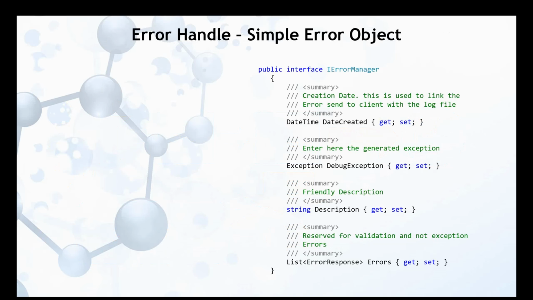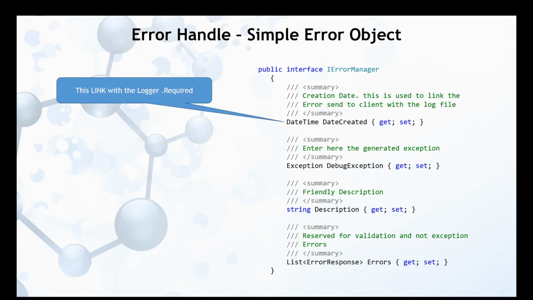The first thing in this object is what we are using to link this object with the corresponding entry in the logger system. In this case, we use a timestamp to relate the logger system with the specific error in time. This property should be required.